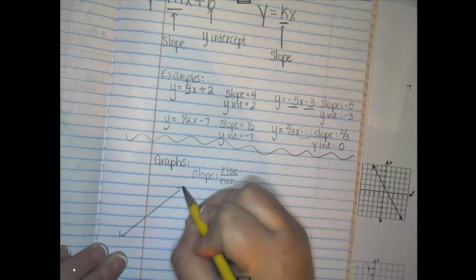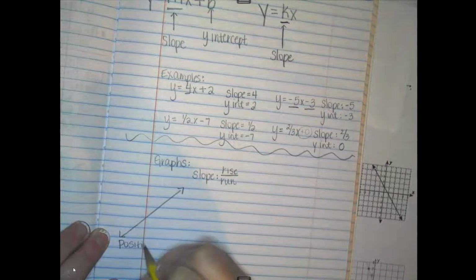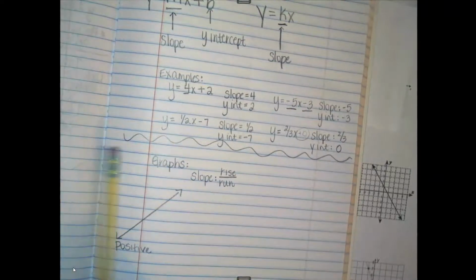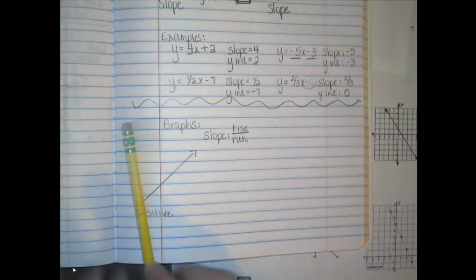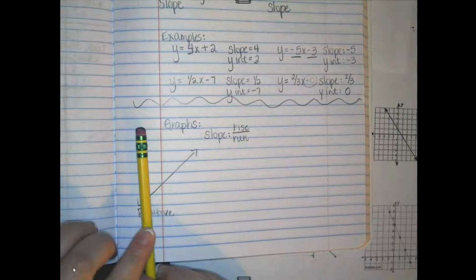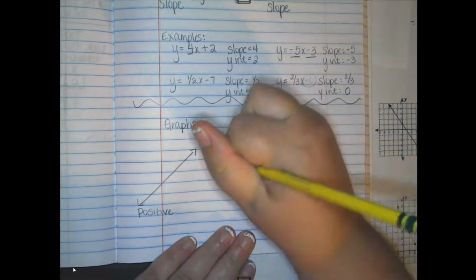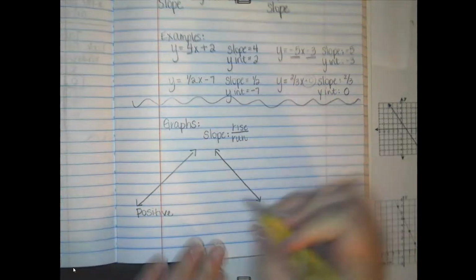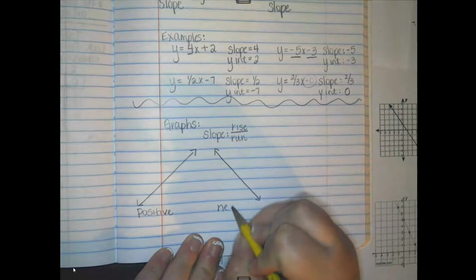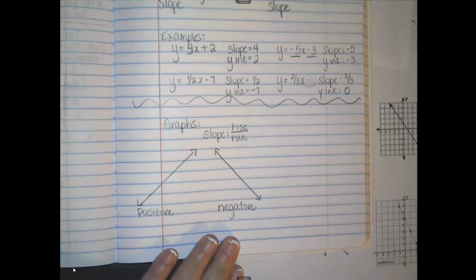We have a positive slope. And this is positive because if I start on the left and drag my pencil over as if I was reading it as if it was a book, it's going up, which is positive. We have the opposite of that, which is a negative slope.